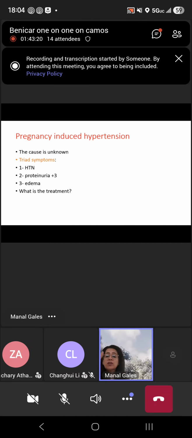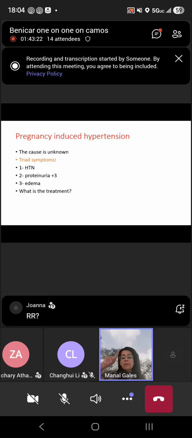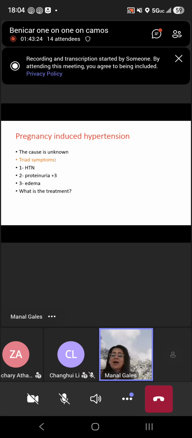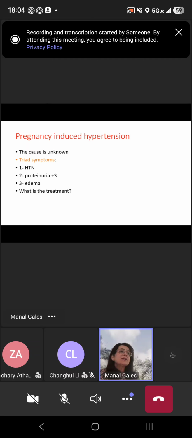I want to monitor one more thing. Not halos. Good job, Joanna, you got it. Respiratory rate. Very good. Write it down. Respiratory rate and DTR are the 2 big things which tell us there is mag sulfate toxicity. What will happen to the respiratory rate? Will it increase or decrease? Decrease. So decreased respiratory rate.